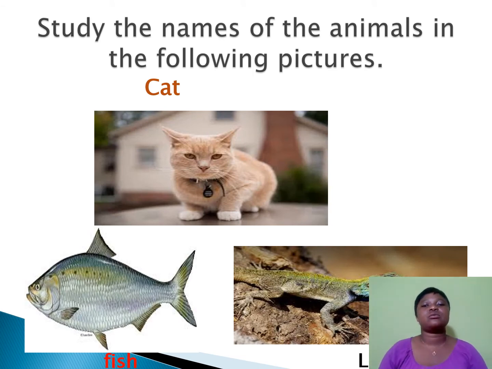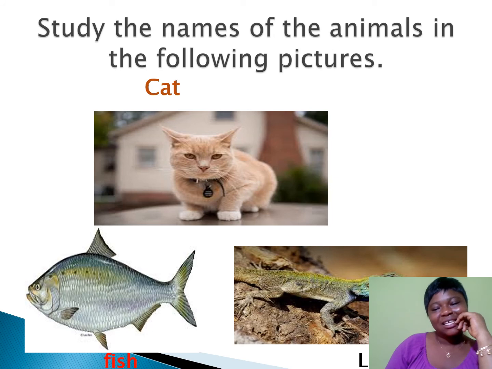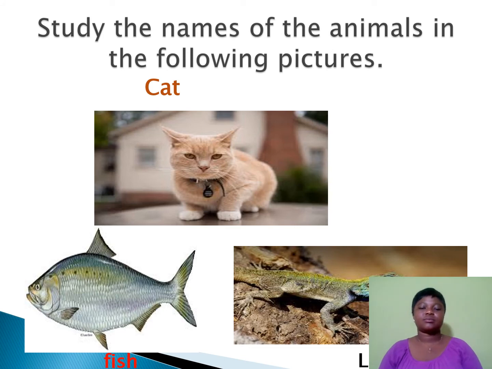So study the names of the animals in the following pictures. We have some animals here. Let's study them. The first one is what? Yes, let's look at the picture. I know the name is there, but can you say it? A cat. Can you say it after me? Again. Fish. Say it after me. Fish.